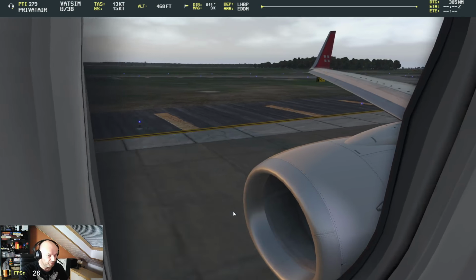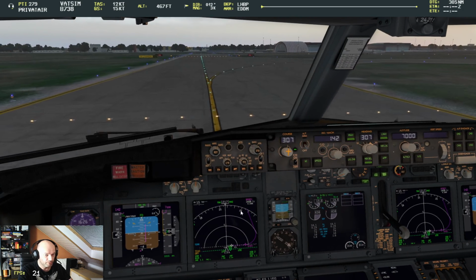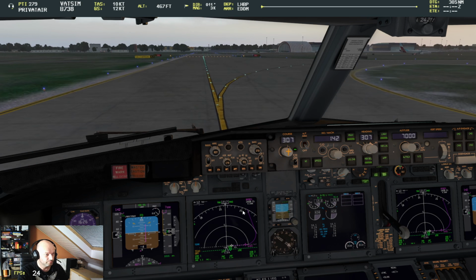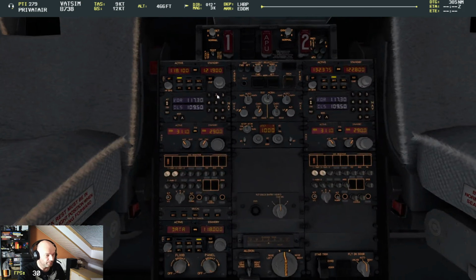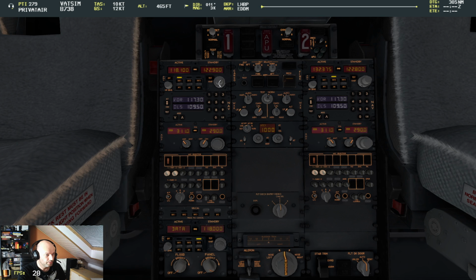Alright, and we set, oops. What was the next frequency? 122.975. Before I call tower, I quickly set that here. 122.975.